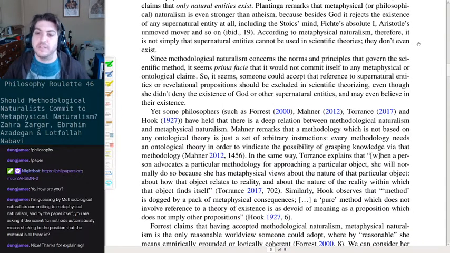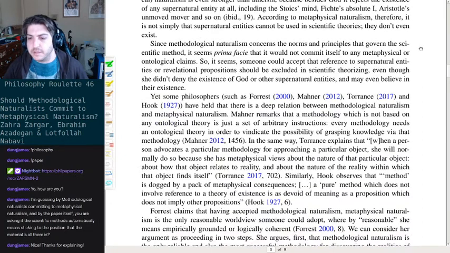Since methodological naturalism concerns the norms and principles that govern scientific method, it seems prima facie that it would not commit itself to any metaphysical or ontological claims. So it seems. Someone could accept that reference to supernatural entities or revelations should be excluded in scientific theorizing, even though she didn't deny the existence of God or other supernatural entities, and may even believe in their existence.